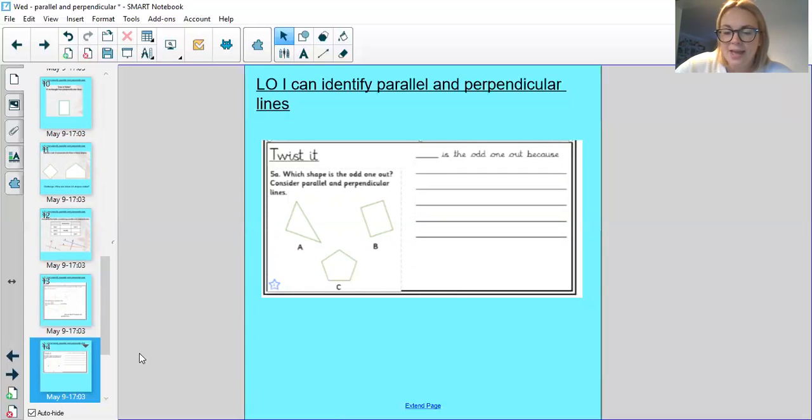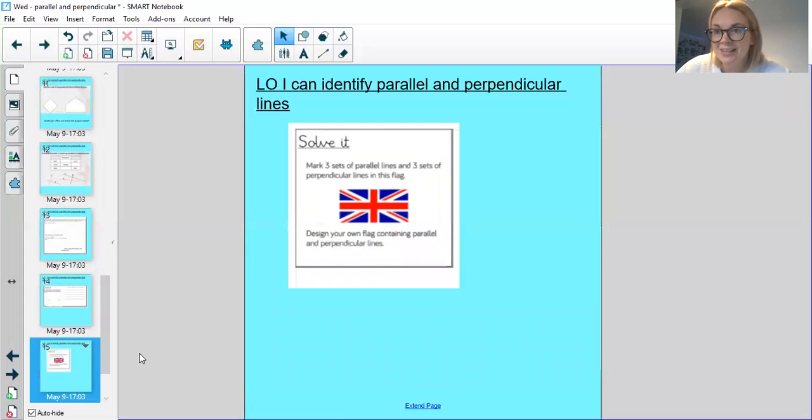And then moving on, you'll solve it. I think you're going to really enjoy this one. It says mark 3 sets of parallel lines and 3 sets of perpendicular lines on the flag. So recognise them, identify them. And then we'd like you to design your own flag containing parallel and perpendicular lines.